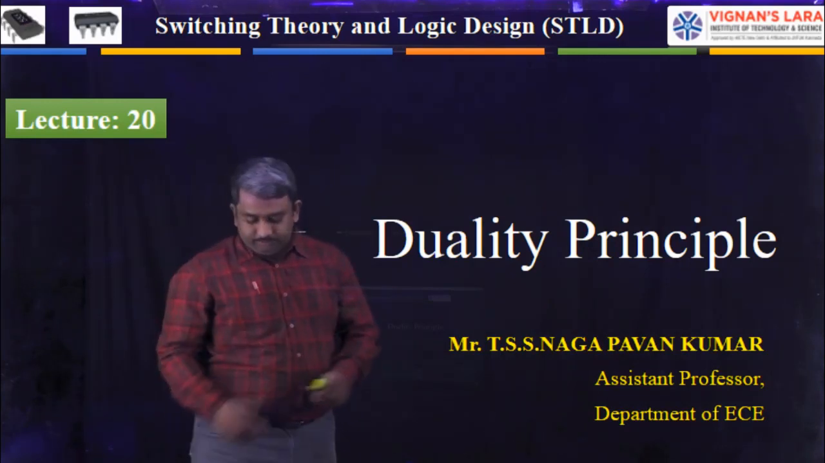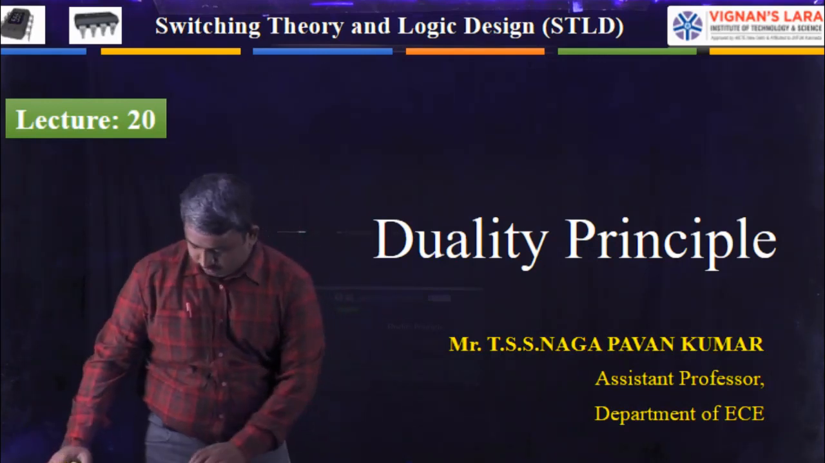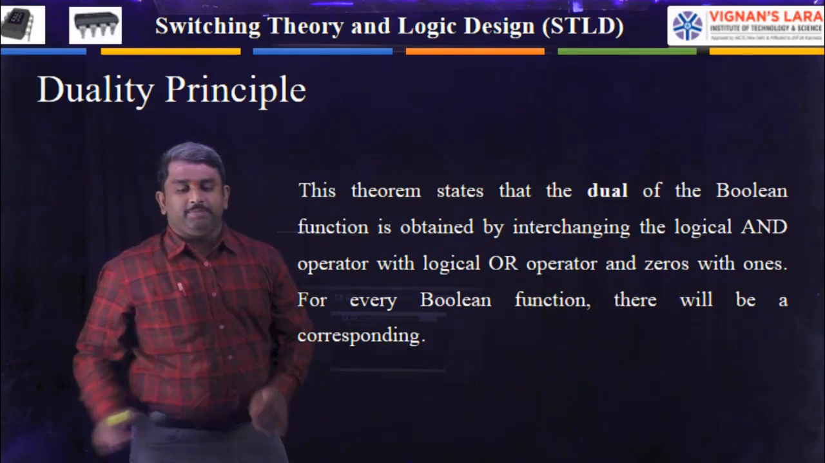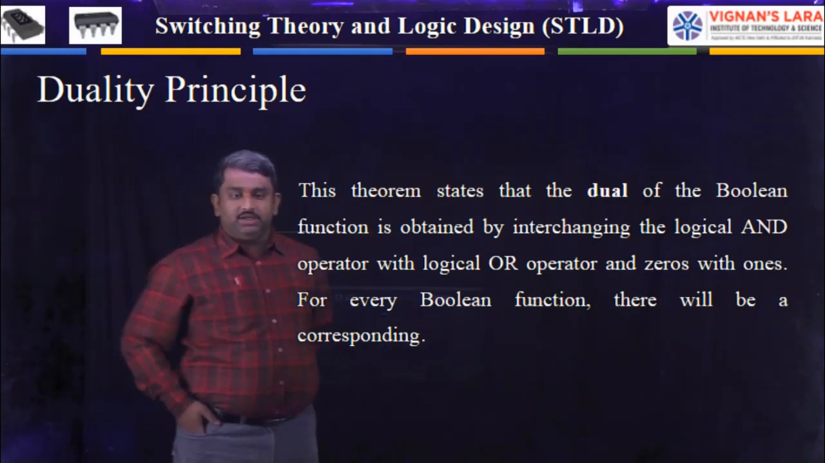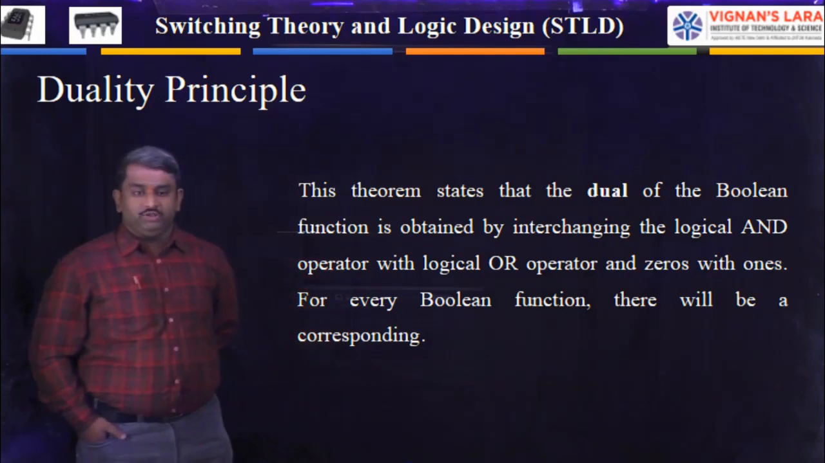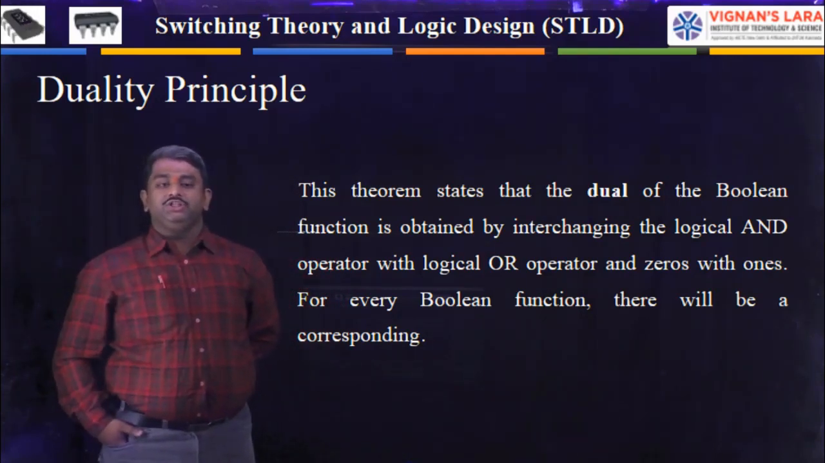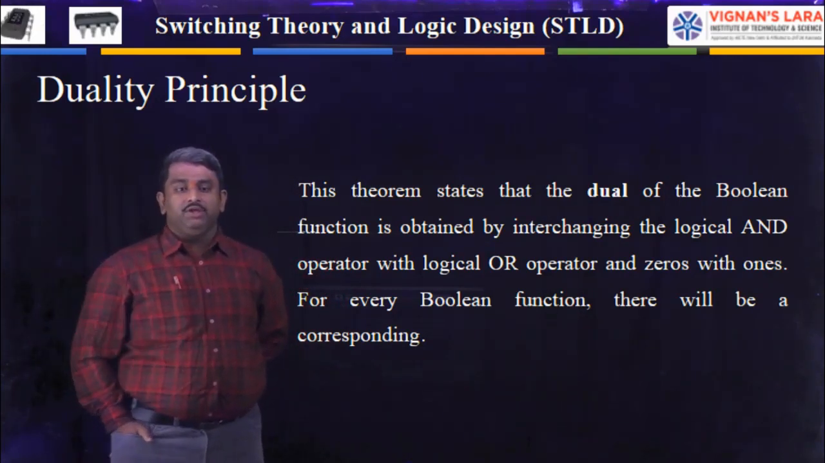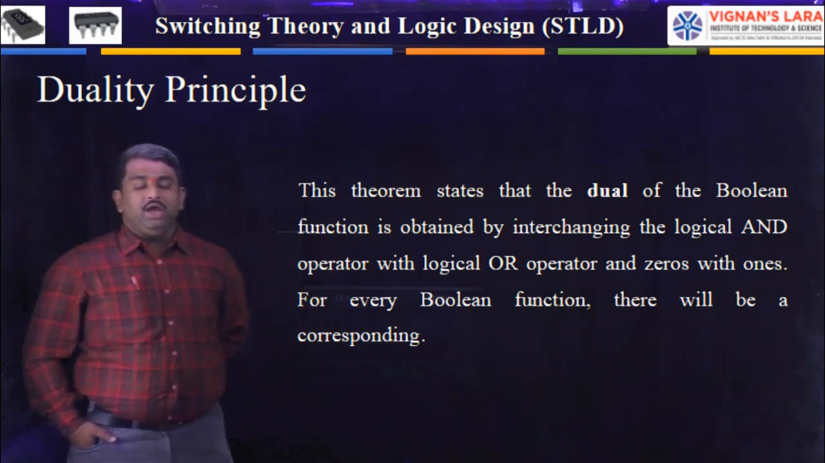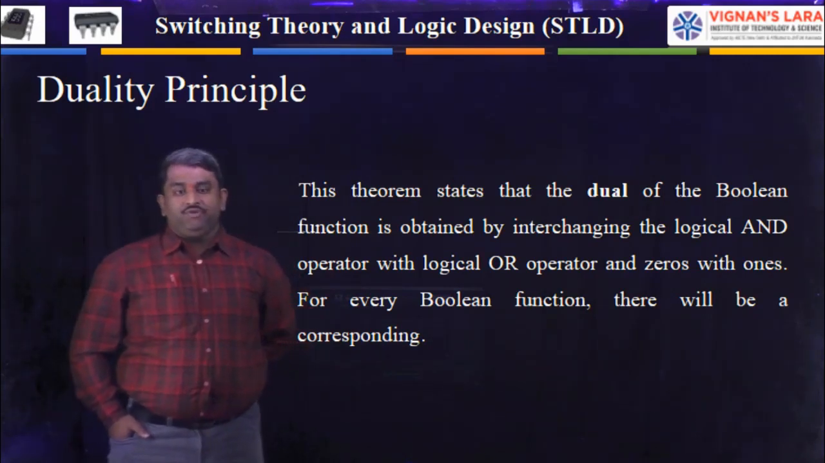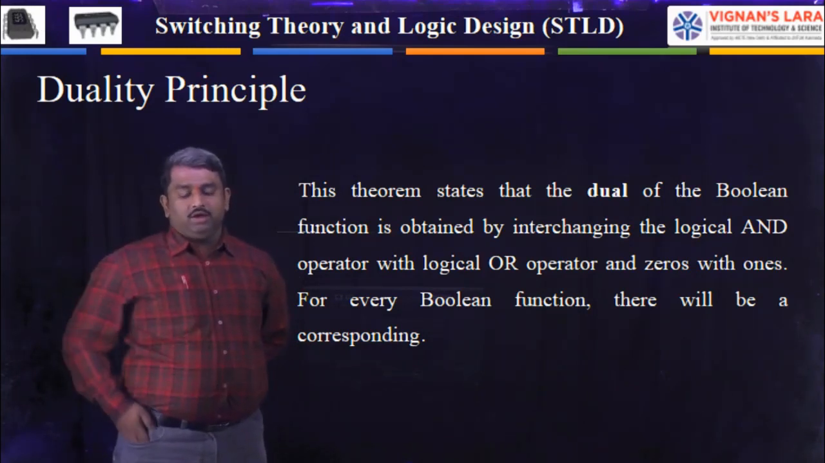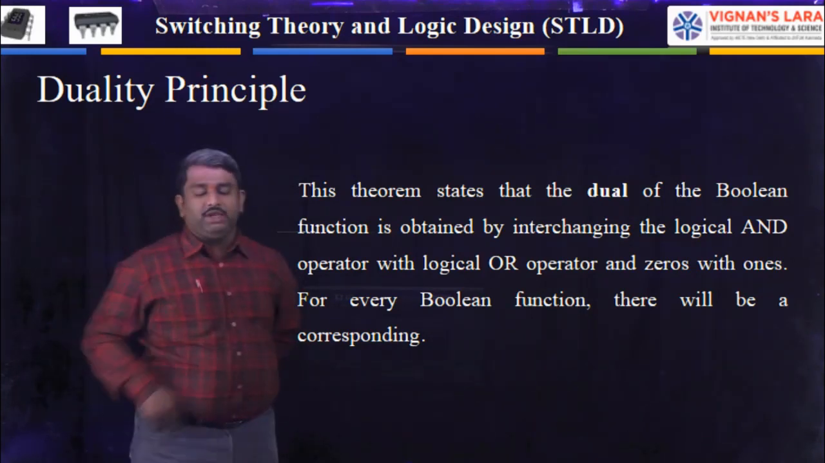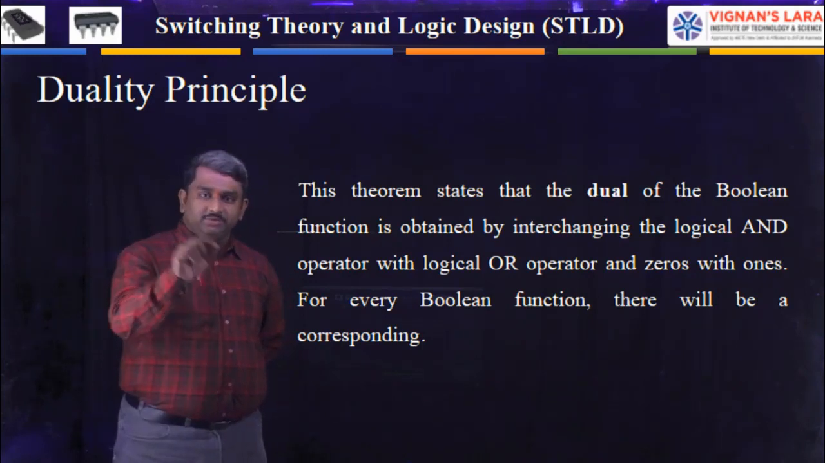First, coming to the definition of the duality principle. This duality theorem states that the dual of a Boolean function is obtained by interchanging the logical AND operation with the logical OR operation, and zeros with ones. For every Boolean function, there will be a corresponding dual. Okay. So this is the theorem statement.